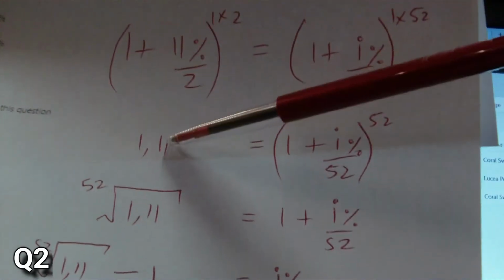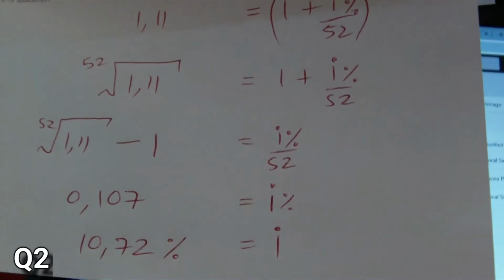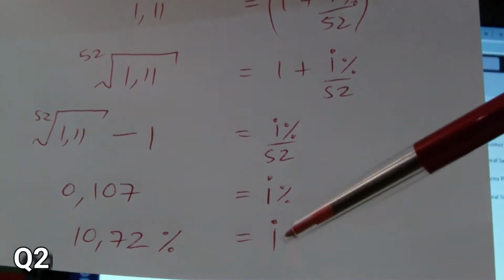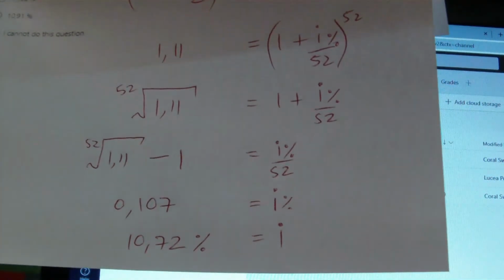So all I did was I did that there on my calculator, I got that. Then you've got to get rid of this 52 up here, so you find the 52 root, get your answer, leaves you with that. Then you take the 1 across, then you multiply by the 52, and finally don't forget to times by 100 to get your interest rate. Okay, so there's the answer there.